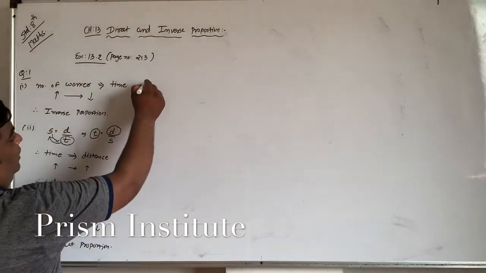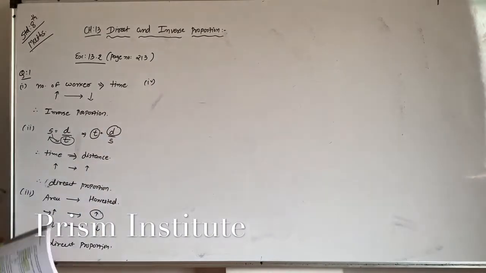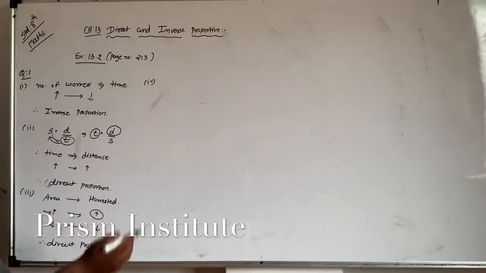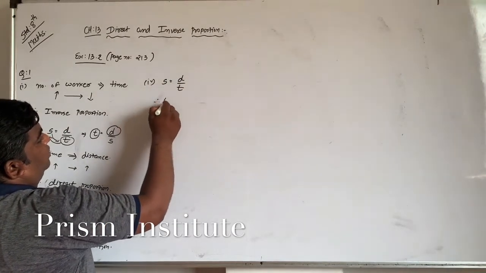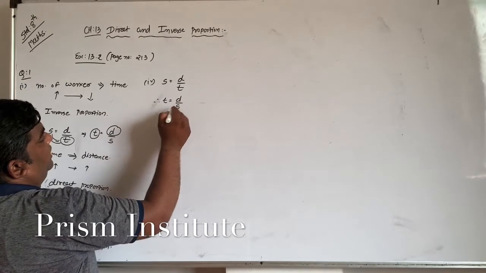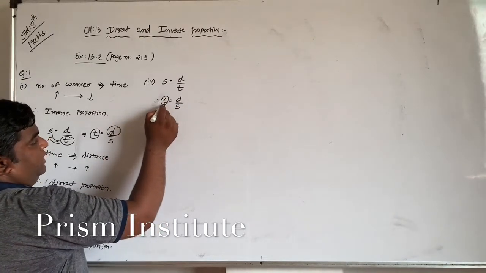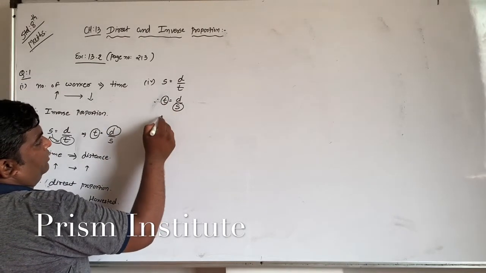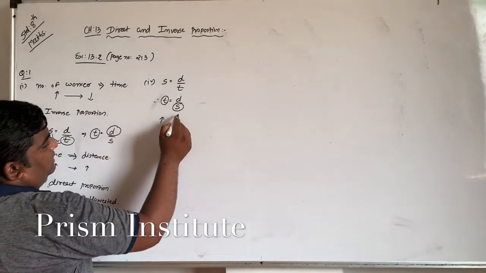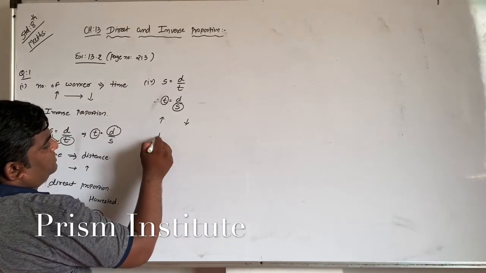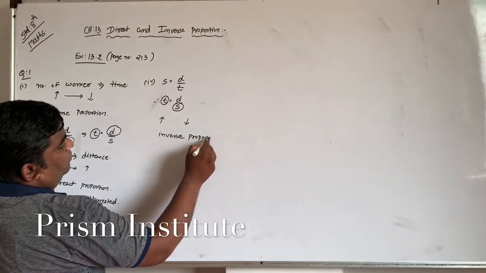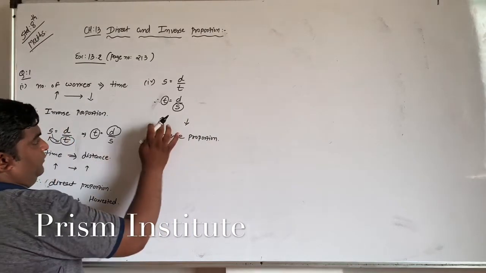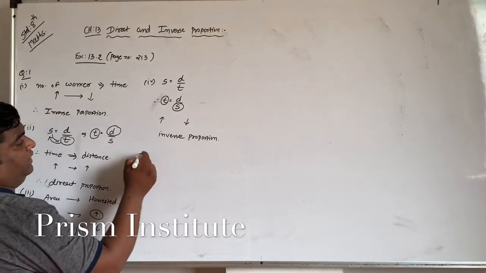Now fourth number. In fourth number, the time taken for a journey and the speed. Okay, we know that speed is equal to distance upon time. So time is equal to distance upon speed. Here time is in the numerator, speed is in the denominator. So if time is increased, at that time speed is decreased. So that is your inverse proportion. Okay, if time is increased, speed is decreased.